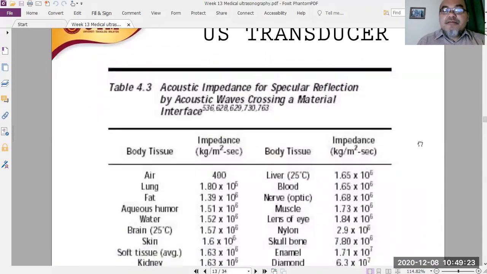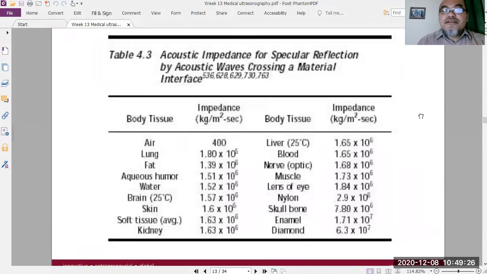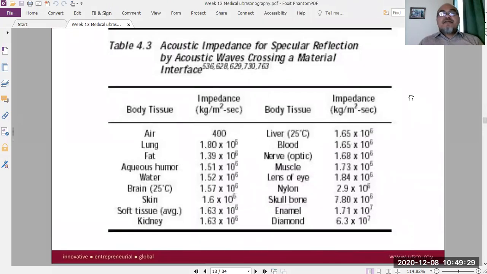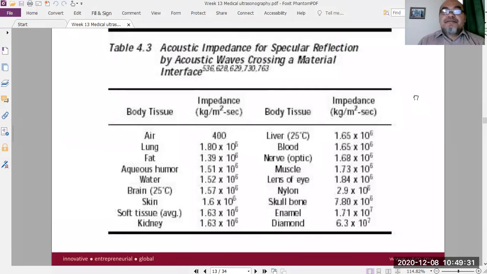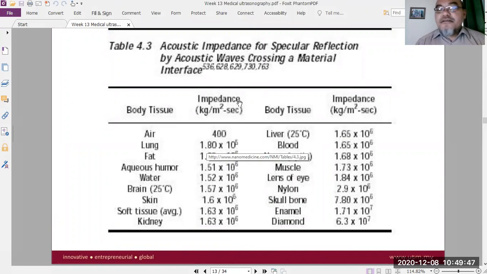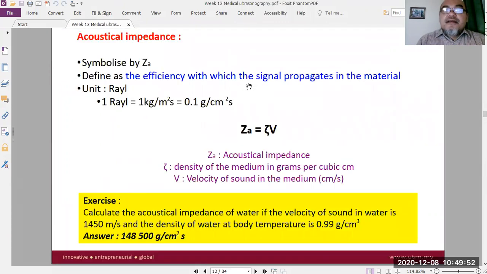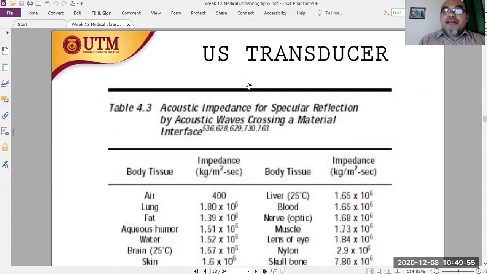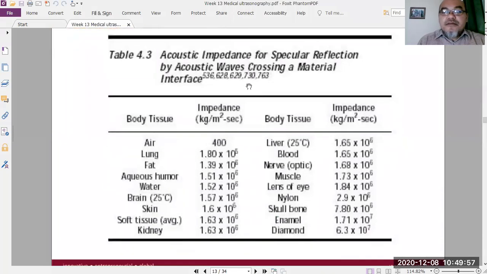So this table shows different acoustic impedances for specular reflection by an acoustic wave crossing a material interface. So for example, this is the body tissue. The impedance is 400. The air has a smaller value. That's because it has the smallest efficiency of acoustical wave transfer, according to the definition, the efficiency with which the signal propagates in that material. Bone, as we can see here, do we have bone here?